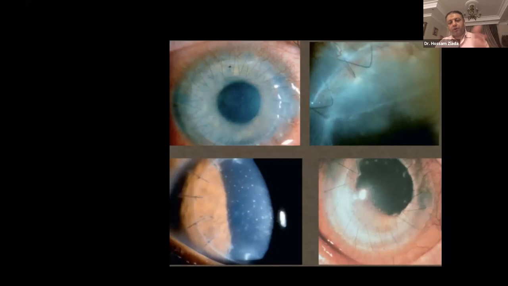Yes, sir. There is an indication to combat this rejection with heavy steroids. The upper right, this corneal vascularization, is it a kind of rejection or suture related?